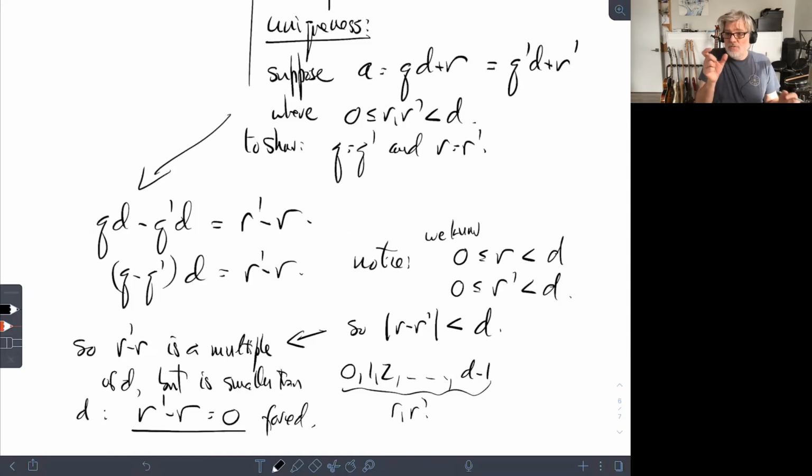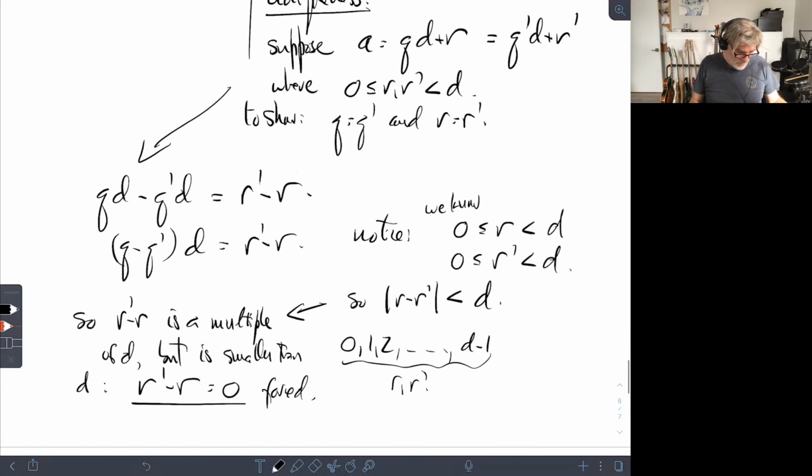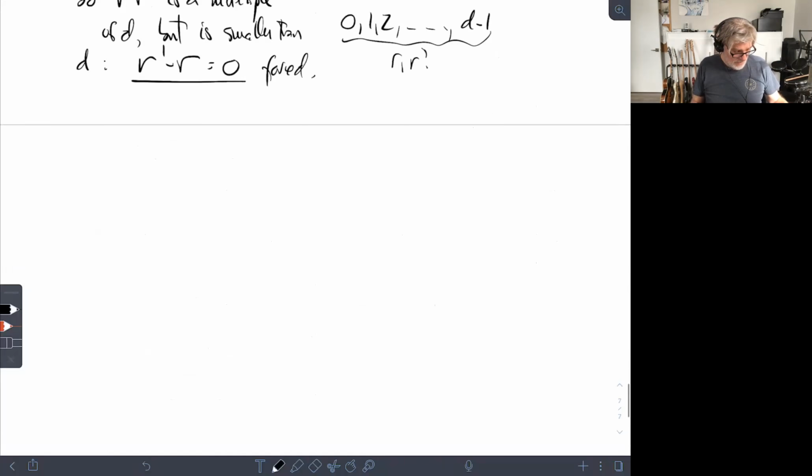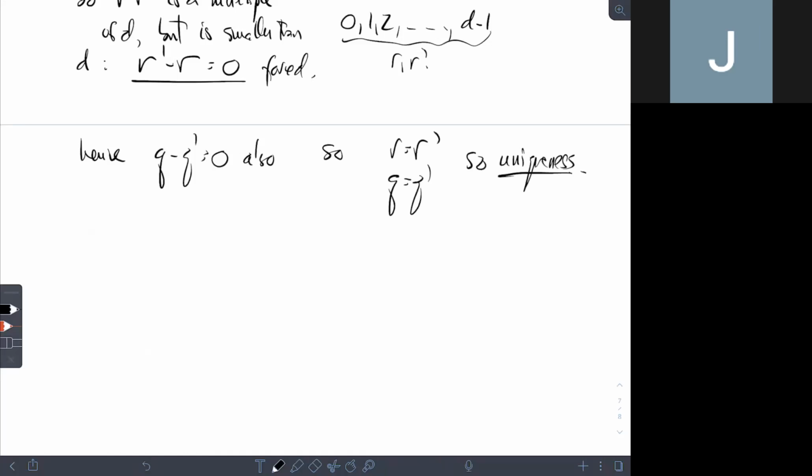Okay, so this number is too small to be 1 times D or 2 times D or 3 times D, so it has to be 0 times D, okay? So if R is equal to R prime, I conclude that Q equals Q prime and I have uniqueness. And I know I've lost some of you, right? So R equals R prime, Q equals Q prime. So we have uniqueness.